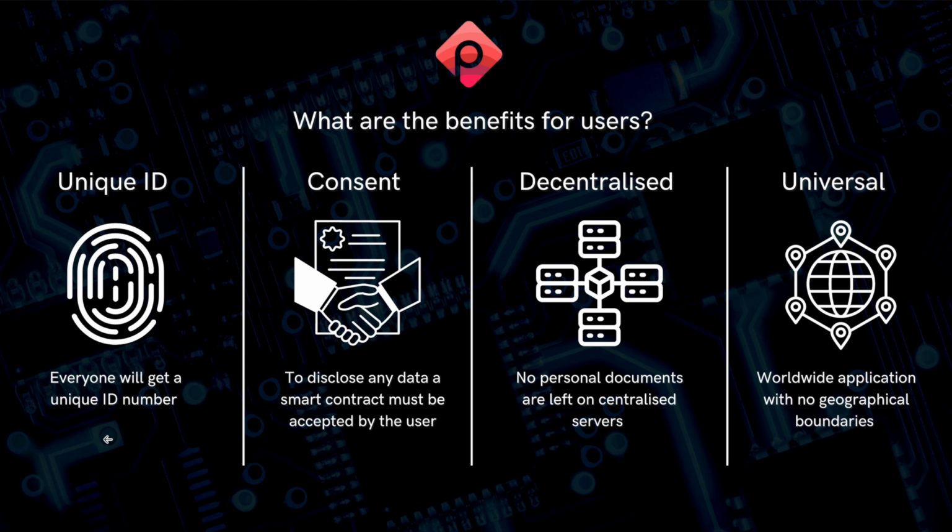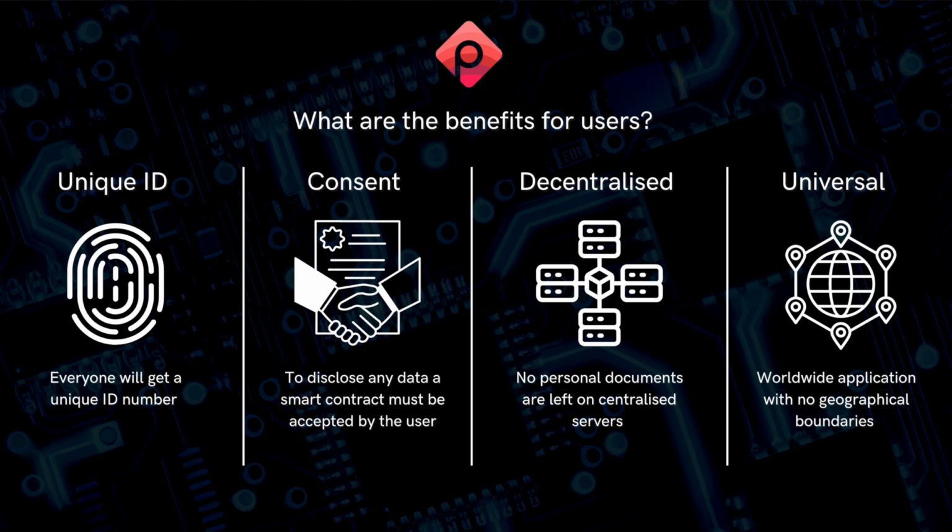Each user will have a unique ID. Every time that ID is used in real-world applications, the user will need to give consent, which is going to be in the form of a smart contract that will appear on the Phaeton ID wallet app, and the user must accept this for the information to be shared. This whole database is decentralized, meaning no personal documents are left on centralized servers, making them vulnerable to large hacks, as we've seen with the big tech companies.